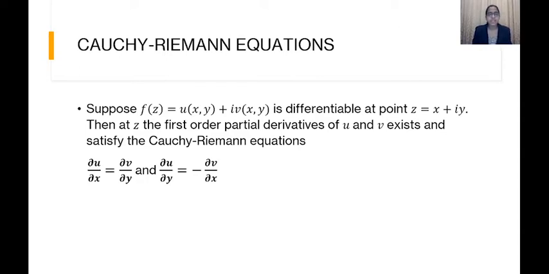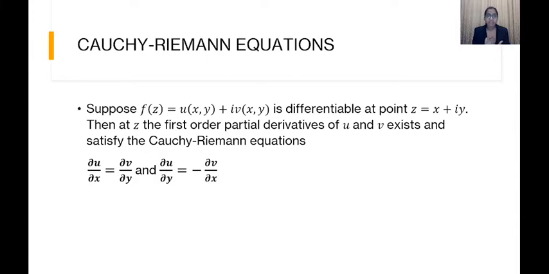Suppose the function f(z) = u(x,y) + i v(x,y) is differentiable at the point z = x + iy. Then at z, the first order partial derivatives of u and v exist and satisfy the Cauchy-Riemann equations. And what is the Cauchy-Riemann equation? It is ∂u/∂x = ∂v/∂y, and ∂u/∂y = −∂v/∂x. Okay, this is actually a theorem.